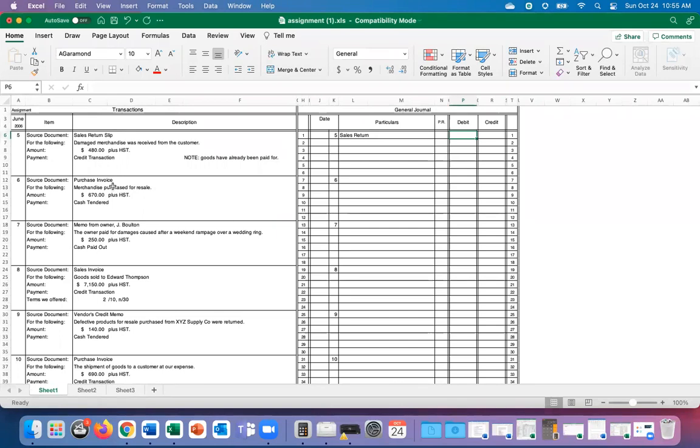The second one, so this is a purchase invoice, merchandise purchase for resale for $670 plus HST, and it was paid for in cash. Okay, so merchandise purchase for resale. So our business is a merchandise business. So in order to sell things, we first have to buy things.